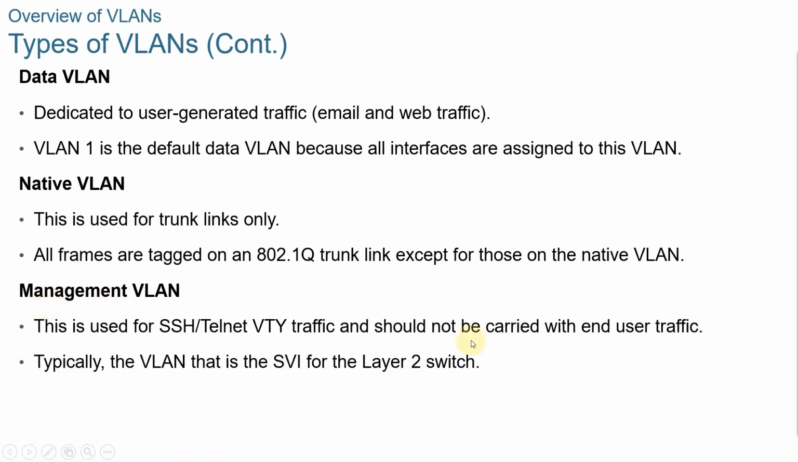So the next one would be a management VLAN. The management VLAN is a data VLAN configured specifically for network management traffic, including SSH, Telnet, HTTPS, HTTP, and SNMP. By default, VLAN 1 is configured as the management VLAN on a layer 2 switch. But on this course, we usually use VLAN 99 as our management VLAN.